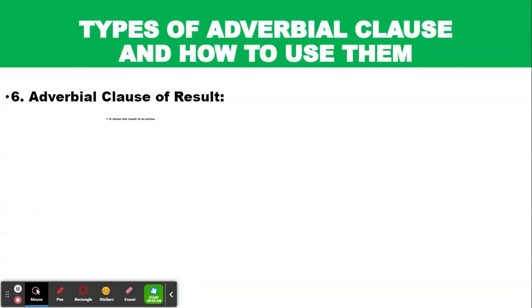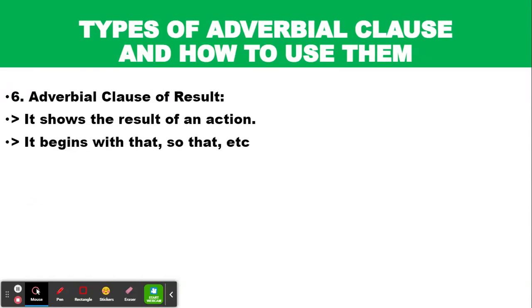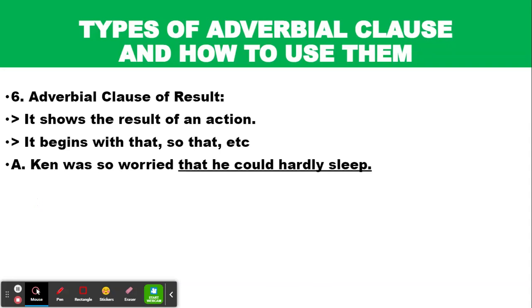Adverbial clause of result is number 6. It shows the result of an action and it begins with that, so that, and so on. For example, Ken was so worried that he could hardly sleep. The adverb of result here is that he could hardly sleep. Ken was so worried. Now, what was the result of his being so worried? That he could hardly sleep. That was the result of it.